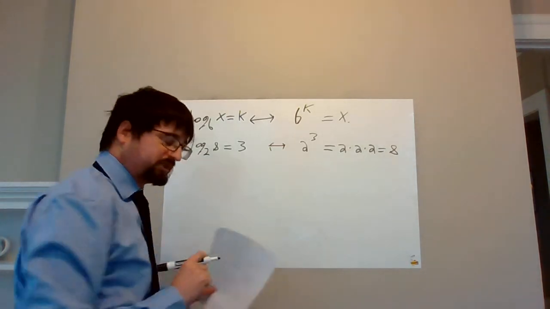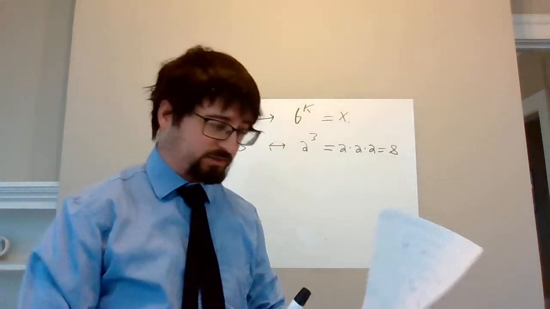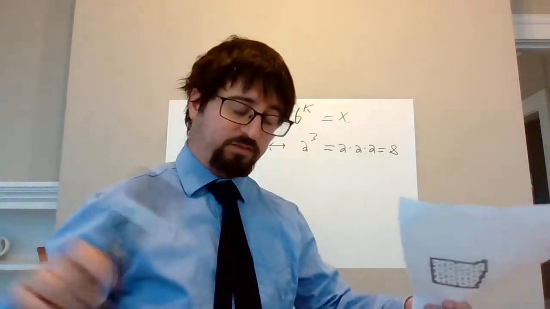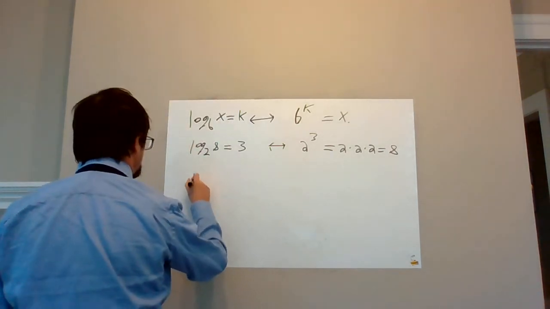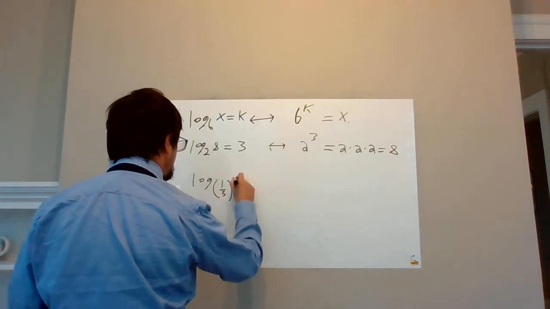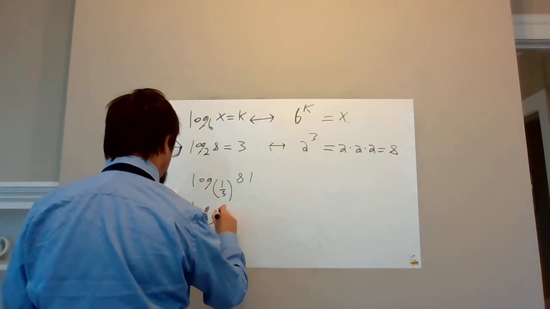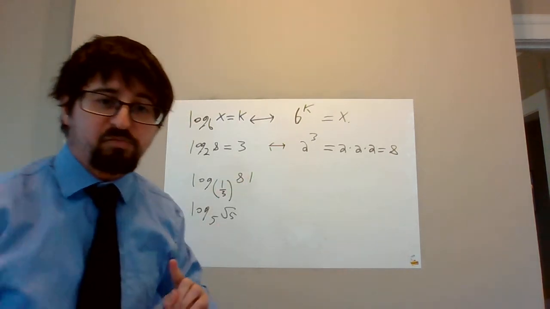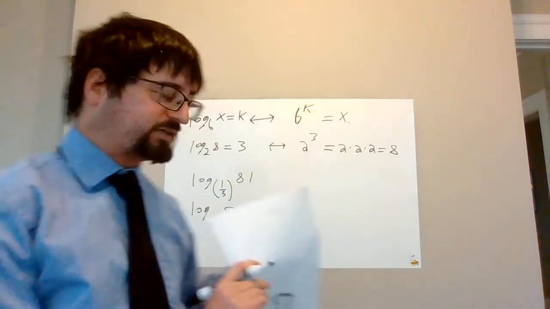All right, let's do 2 more examples. I'm going to write the 2 examples, and I'd like you to pause the video after I write down values and calculate them for yourself, and then we'll see if you got the same values. So the first one is log base 1/3 of 81, and the other one is log base 5 of root 5. Obviously, these are going to be a little trickier than that. So pause now.